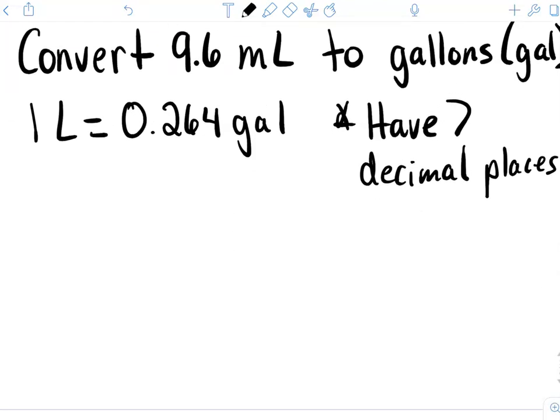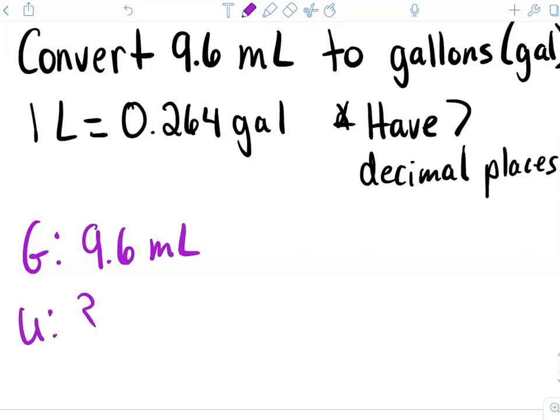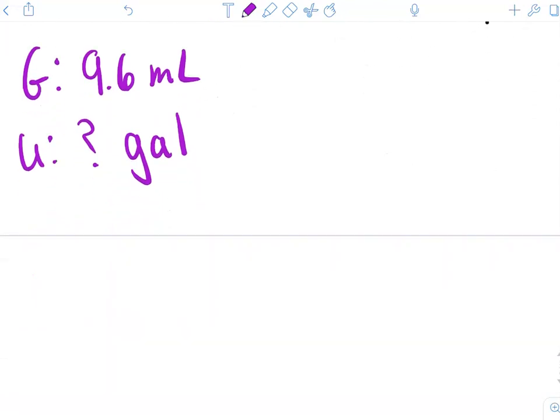So we're going to start out same way we always do. Our given is going to be this 9.6 milliliters. Our unknown is going to be however many gallons. And then this is where we get a little bit different. So with our path, we know we're going to start with 9.6, or start with our milliliters.